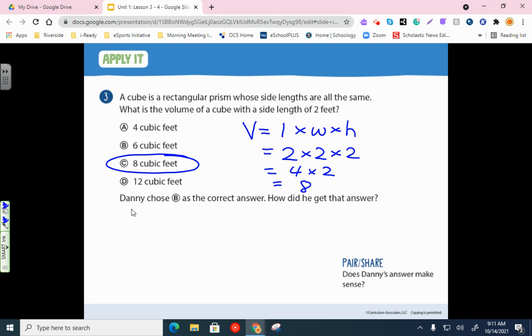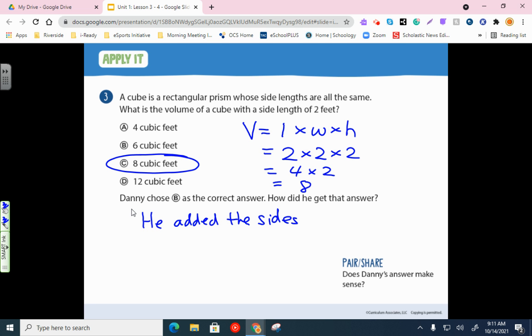And some of these we just have to read the question. Danny chose B as the correct answer. How did he get this answer? I like these because we can kind of see when we do make errors, how we made them. He added the sides. So instead of multiplying 2 times 2 times 2, he added 2 plus 2 plus 2.